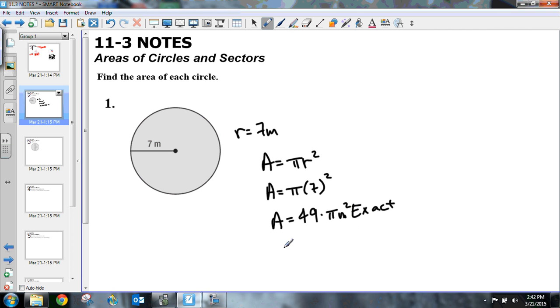But if I wanted to evaluate this and get an actual number, I would take 49, multiply it by pi, and if you do that, you get approximately 153.9 meters squared. And that's my area of this circle. We've been doing this. All right, let's move on to the next one.